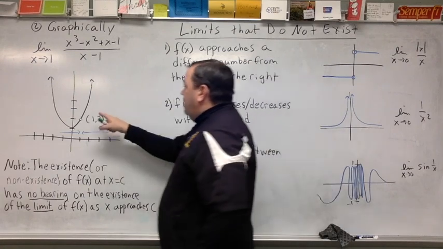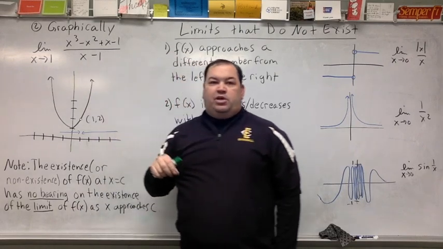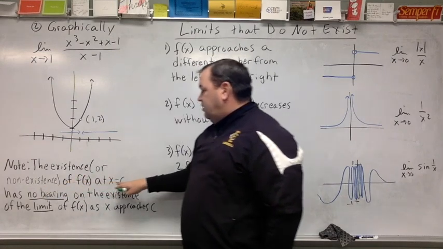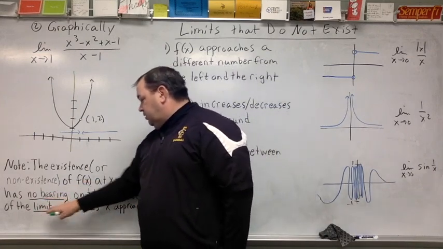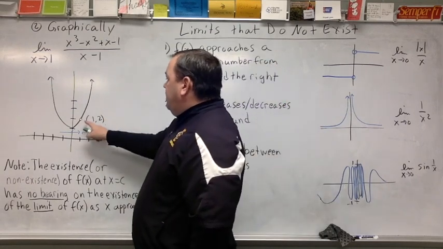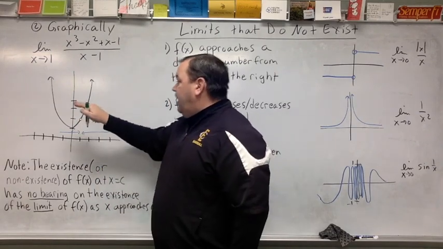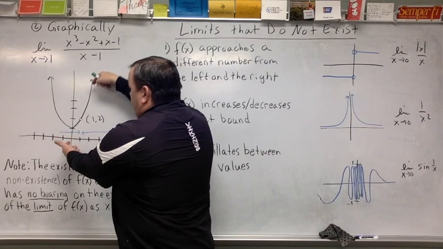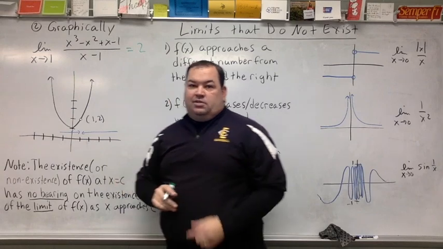Now the catch is, I can't plug a 1 in here because I would get an undefined situation. But there's a note that says the existence or non-existence of f of x at x equals c has no bearing on the existence of the limit of f of x as x approaches c. So it takes care of this problem of, even though this point doesn't exist on the graph, I'm not worried about what happens at that point. I'm looking to see what happens as I get close to that point. And it sure looks to me like this thing is approaching 2 from both sides.